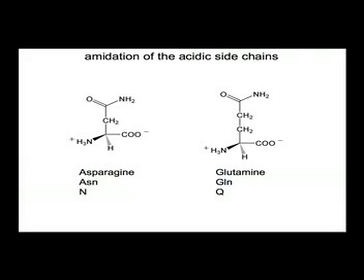We're going to see these side chains playing important roles as both hydrogen bond donors and acceptors in various kinds of chemical reaction mechanisms. So that's an interesting point to remember.